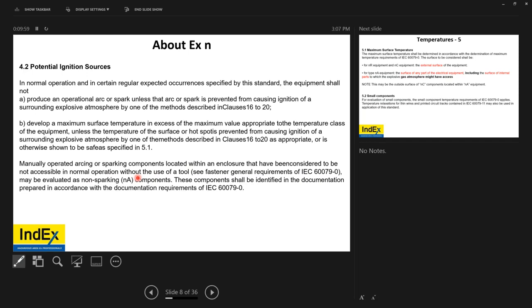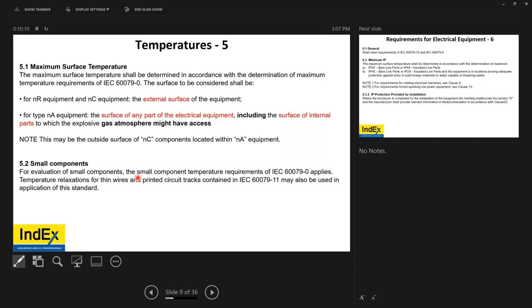A bit of run-on sentences. The standard was very long. There's a reason why they've cut it down. Now, the important part is the maximum surface temperatures were determined differently than edition 5, 2017. For EXNR and NC, the external surface of the equipment was considered. And, well, that applies to 2017.